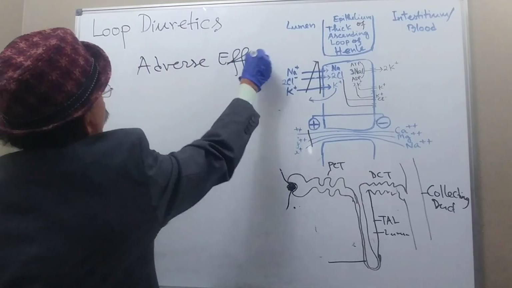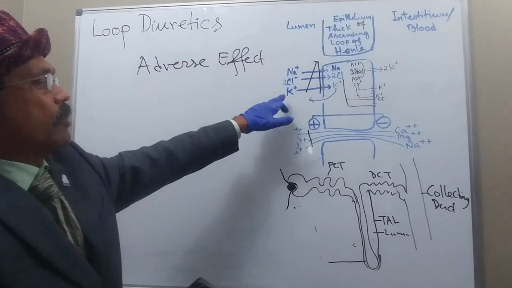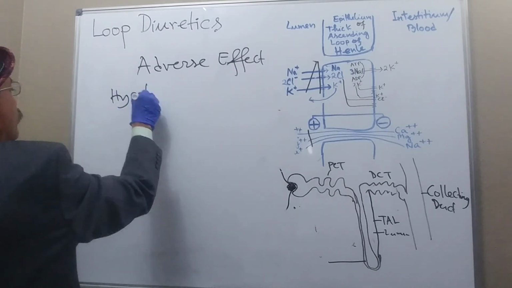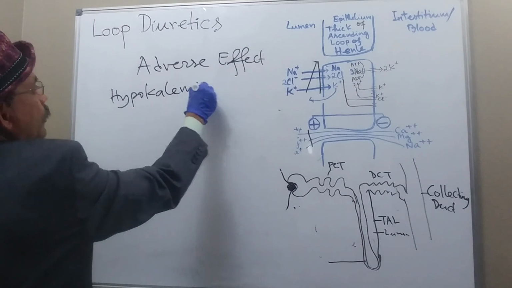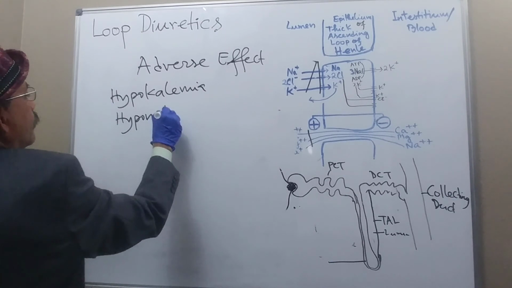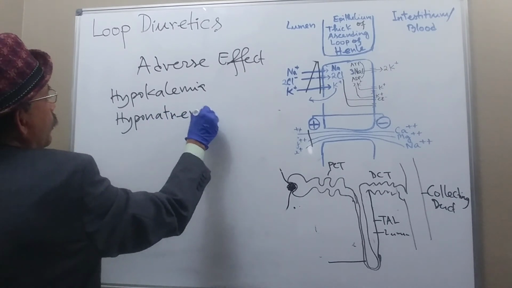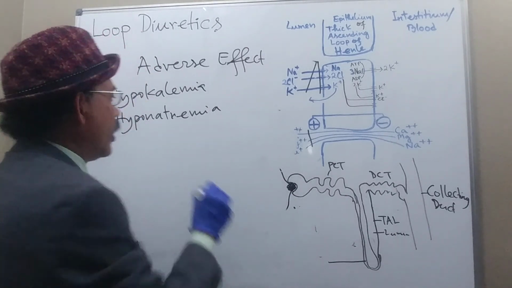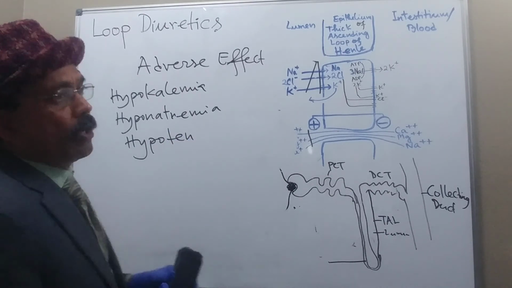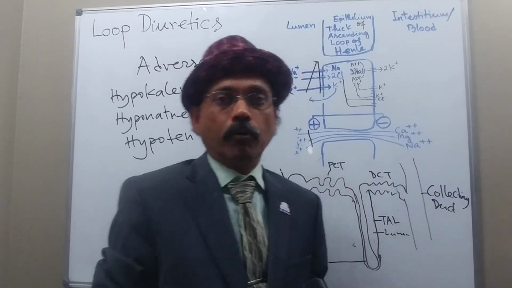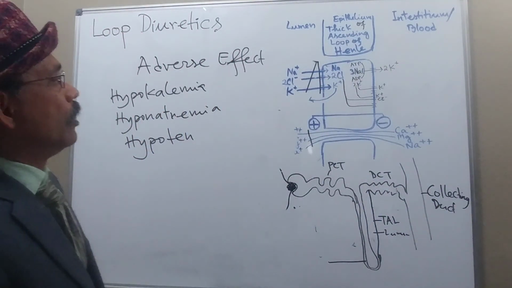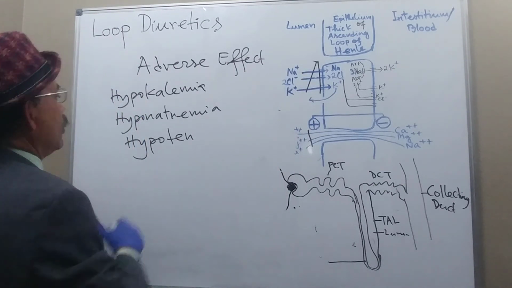Okay, it's very important. Potassium is lost, so there will be hypokalemia. Sodium is lost, hyponatremia, hypovolemia or hypotension because blood volume is lost. Around 25 to 30% of sodium chloride is usually absorbed at that site, so we are blocking this part. There will be hypotension.